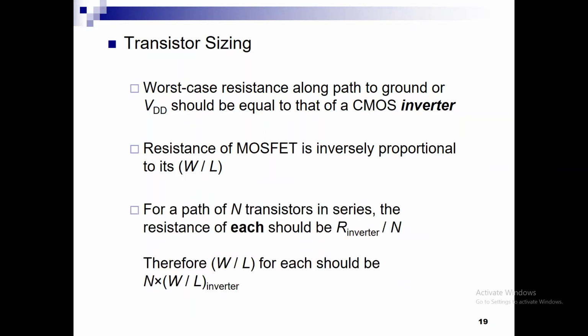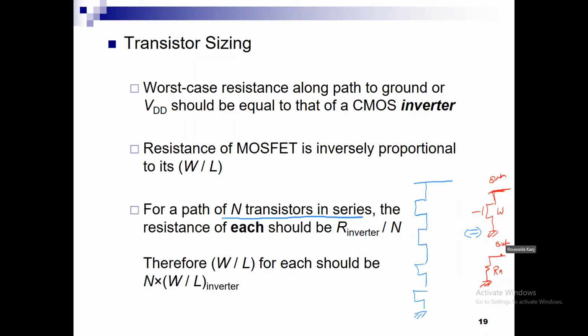So R is inversely proportional to W. For a path of N transistors in series, like the NAND example, if I have N transistors in series, say N equals 4, and I want them all to be equivalent to the inverter case, where the inverter had some W, which really translated to a resistor Rn between the output and the ground.